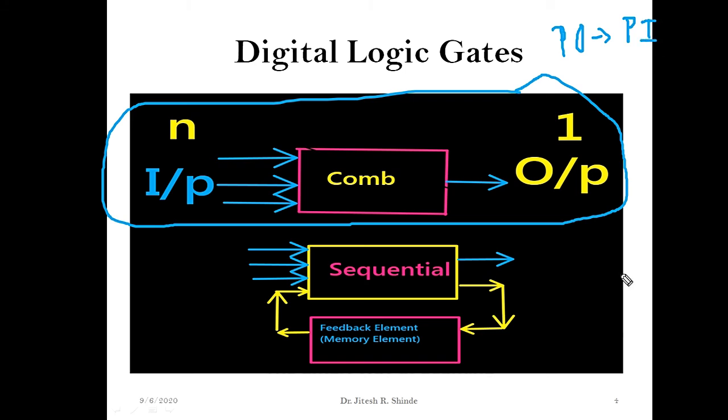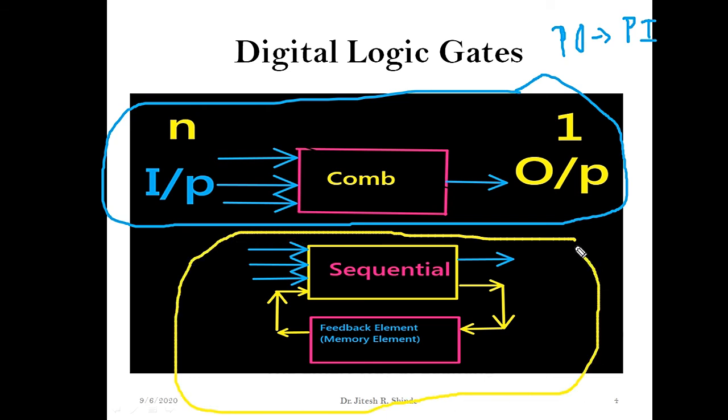The second case is of the sequential logic circuit. This is a block schematic. From this block schematic, we can see the inputs indicated by the blue color line, and the output by this blue color line. So from the block schematic we can say that the present output in a sequential logic circuit depends on the present value of input, as well as it also depends on this yellow color line, where the output is connected back to the input via a feedback element or a memory element.